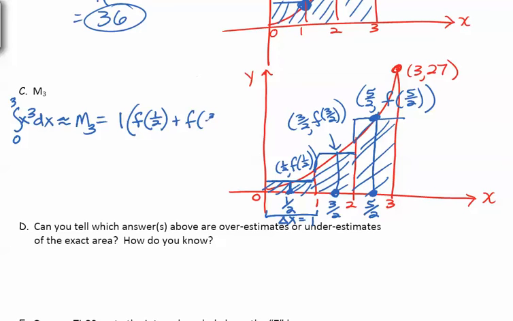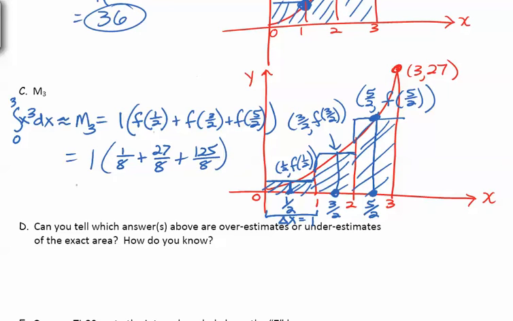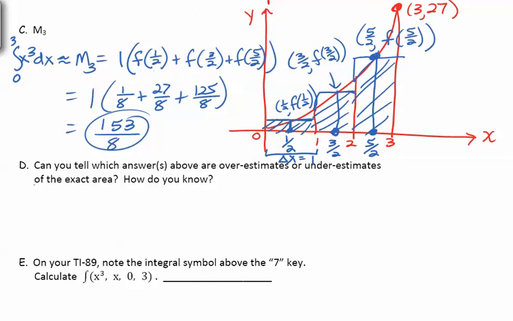You can grab your calculator if you don't want to do this arithmetic, but I think these numbers are still small enough that we can cube them. 1/2 cubed is 1/8. 3/2 cubed is 27/8, and 5/2 cubed is 125/8. So since they have a common denominator, I think we could add those together. And it looks like, what, 153/8?